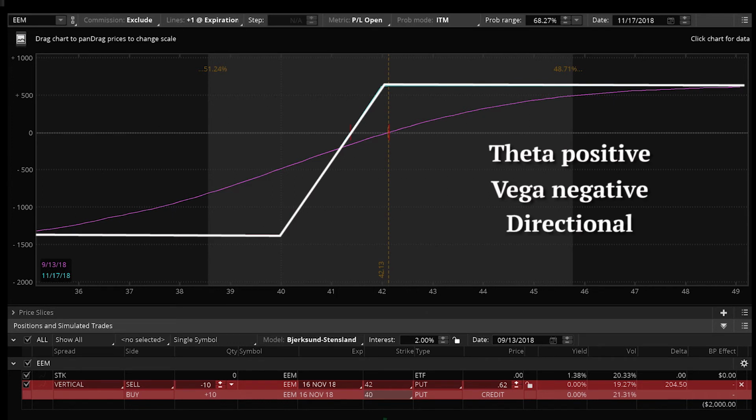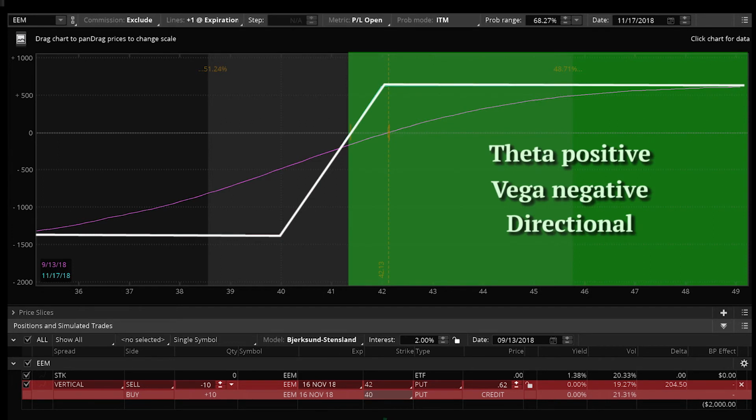The only downside is it is a directional bet. We do want the EEM to recover and go up from here. But like I said, there's nothing wrong with making directional bets as long as we don't get hurt by a lack of movement, which happens quite often. So hopefully that was helpful for you to see my thought process as I'm going about selecting trades.